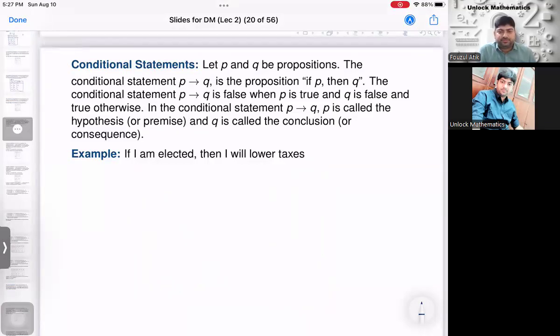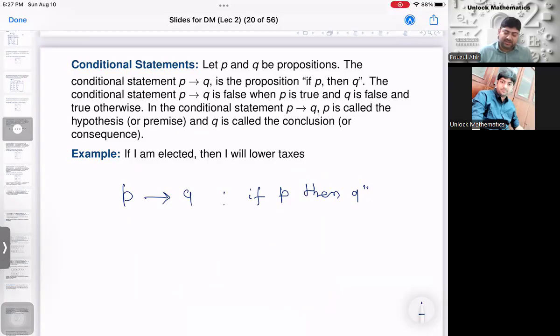That may be new to you. So let P and Q be two propositions. Then the conditional statement is denoted by P imply Q, like this arrow. And what does it mean? You read it as if P then Q. Right? So this P imply Q is related to if P then Q. Now, before discussing its truth value, let us understand this through an example.